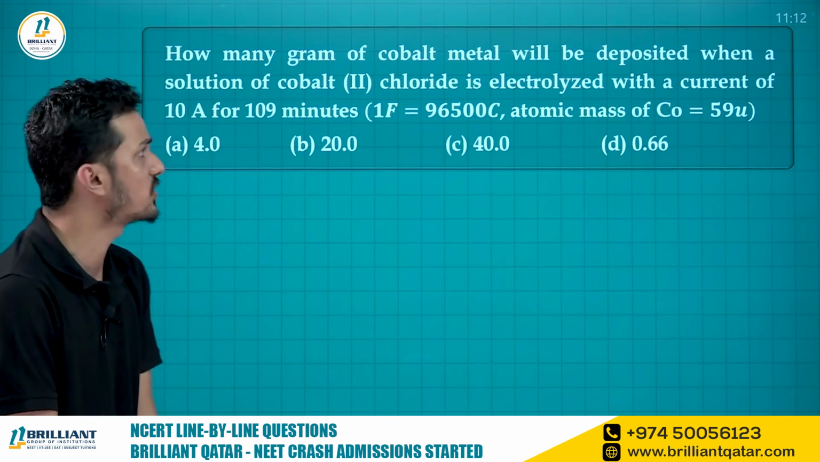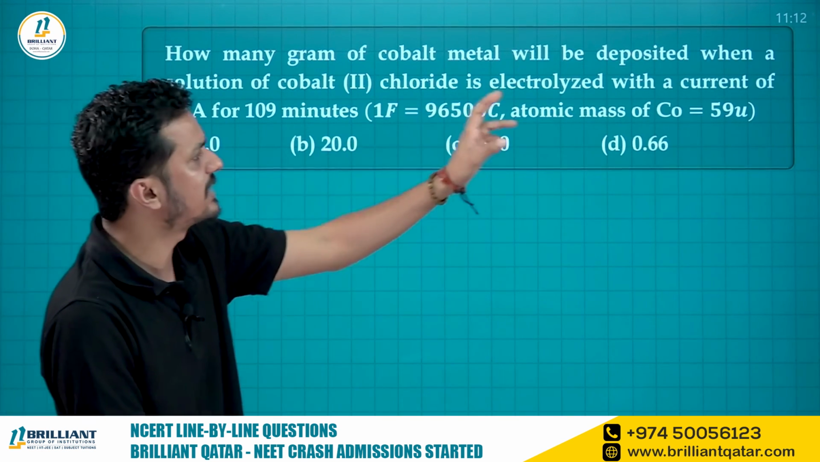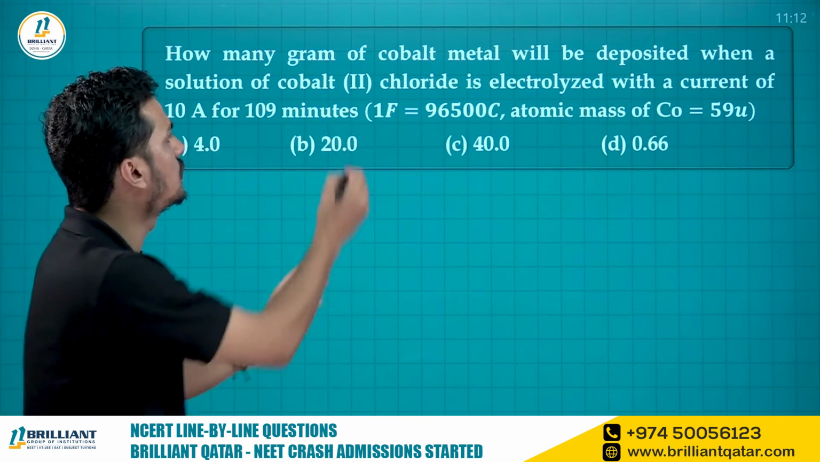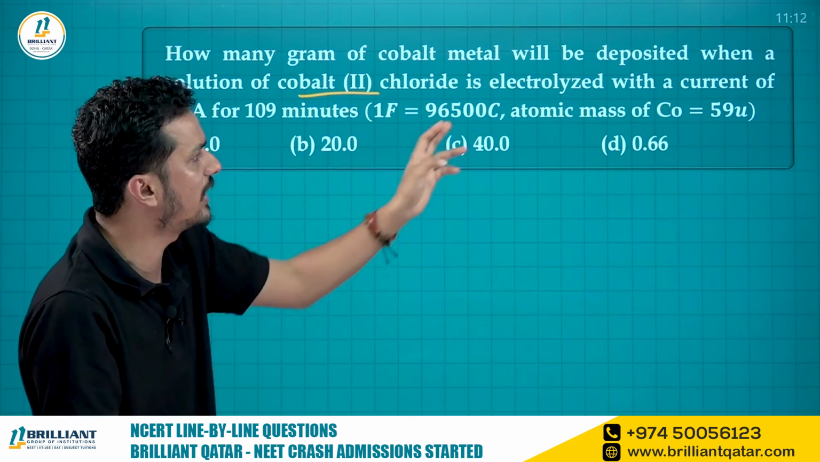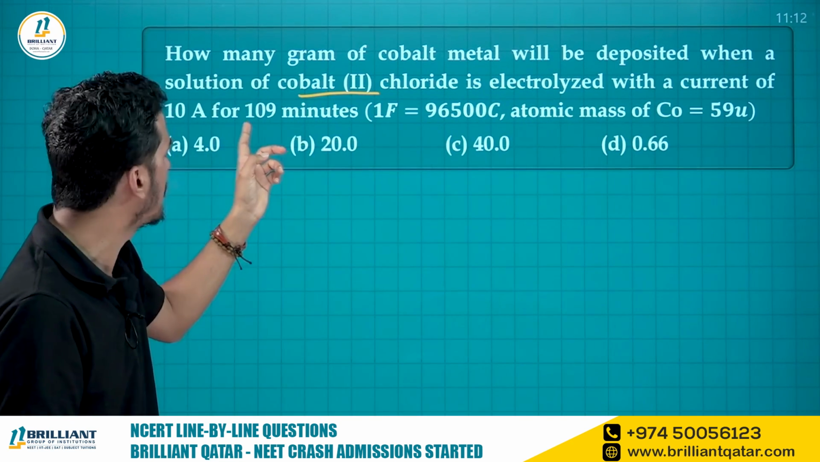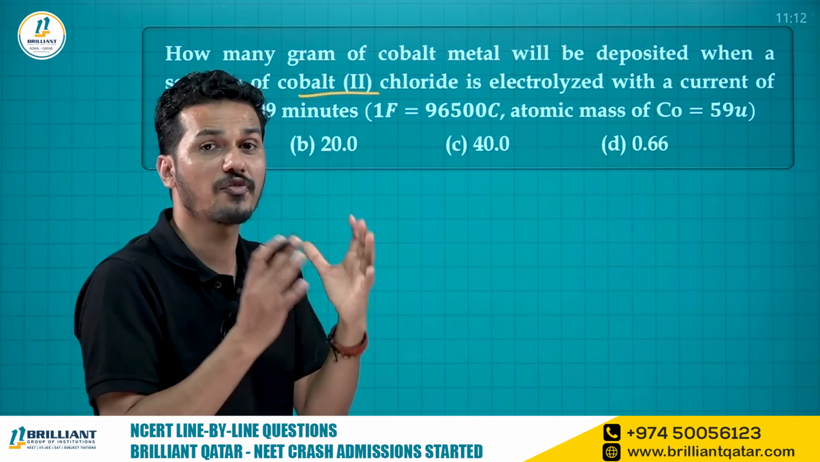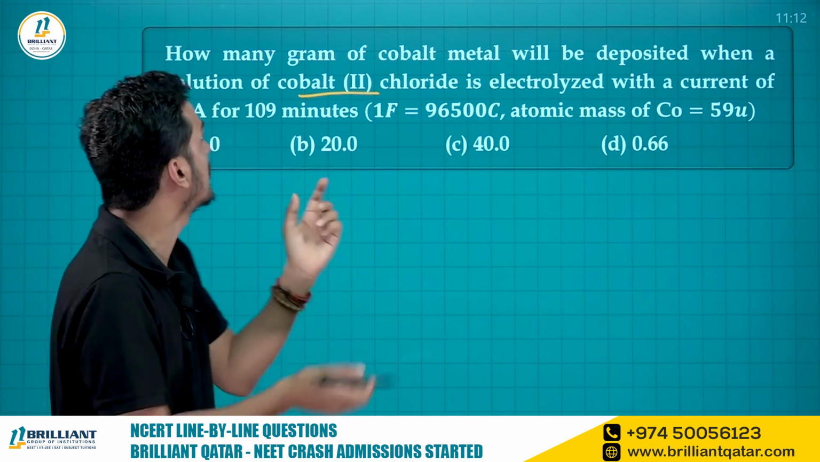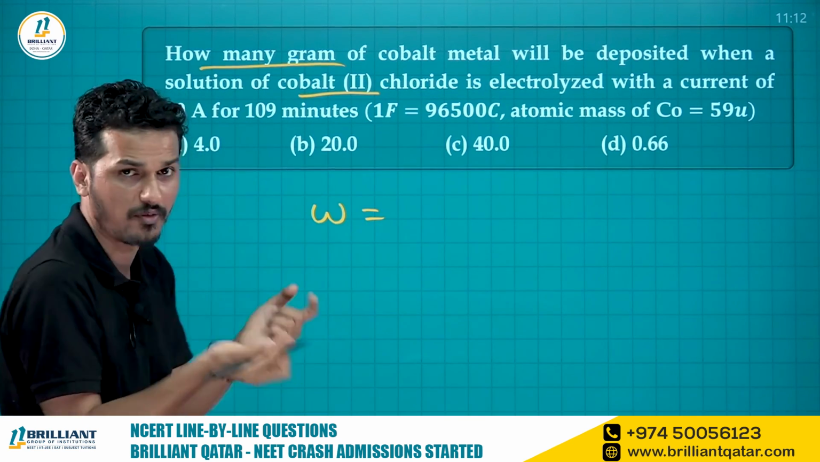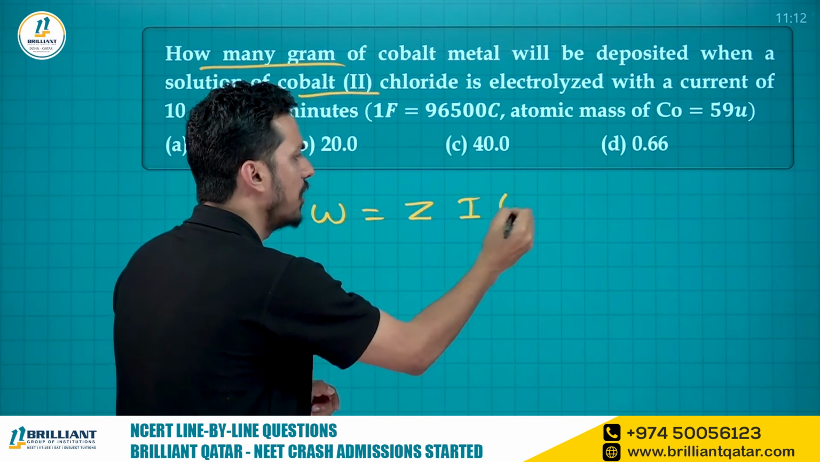This is the question. What's the question? How many gram of cobalt metal will be deposited when a solution of cobalt 2 chloride is electrolyzed with a current of 10 ampere for 109 minutes. This is actually directly related to our Faraday's first law. They are asking how many grams, means W only they are asking you to find out. What's the formula for finding W? Z into I into T. That idea you have to remember.